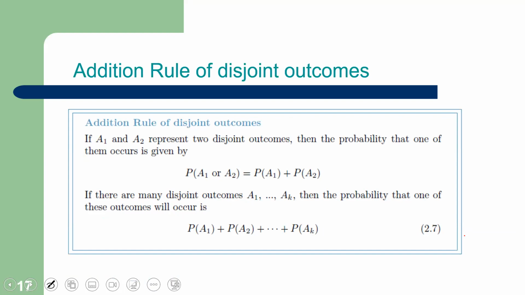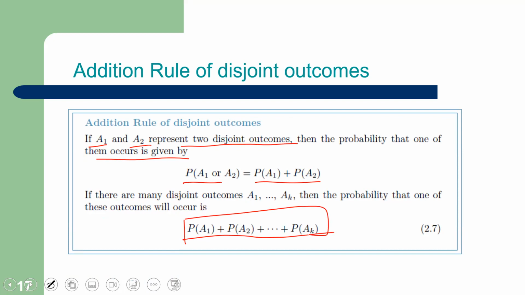Again, the addition rule for disjoint outcomes: if A1 and A2 represent two disjoint outcomes, then the probability that one of them occurs is given by P(A1 or A2) = P(A1) + P(A2). And if there is a long list of disjoint outcomes, then the probability is P(A1) + P(A2) + ... up to P(AK), where A1 through AK are totally disjoint outcomes.